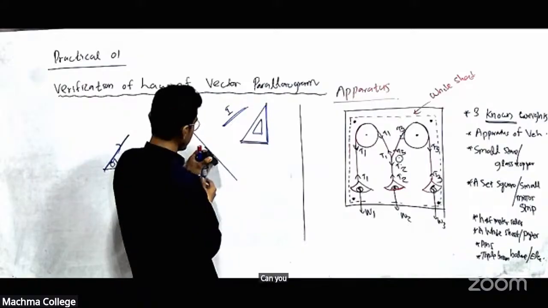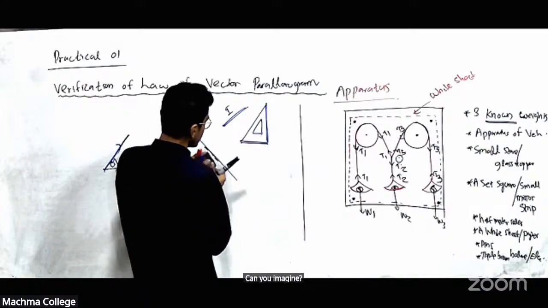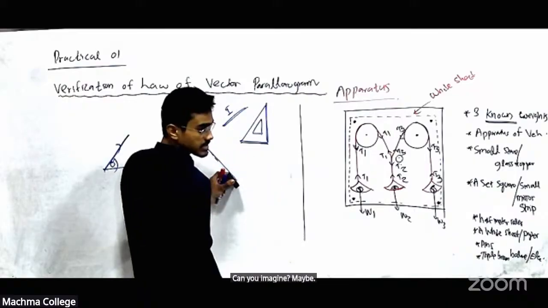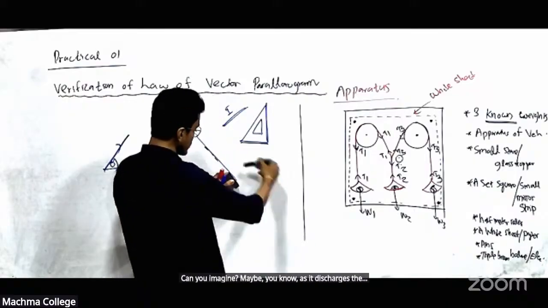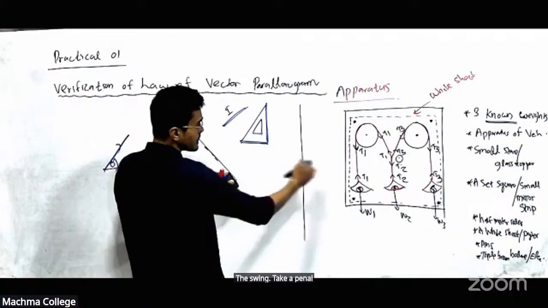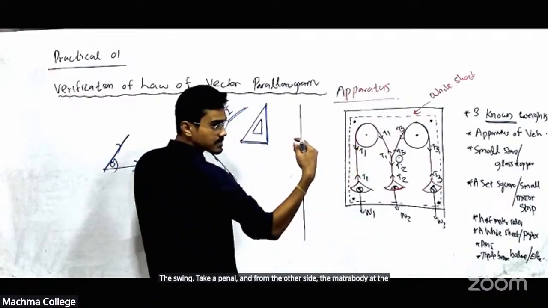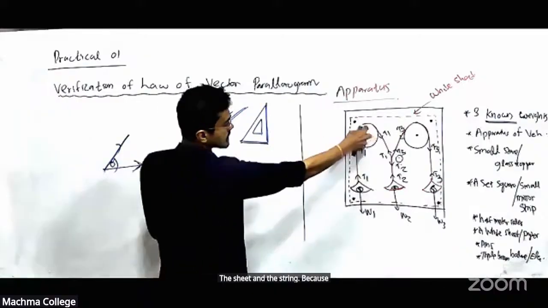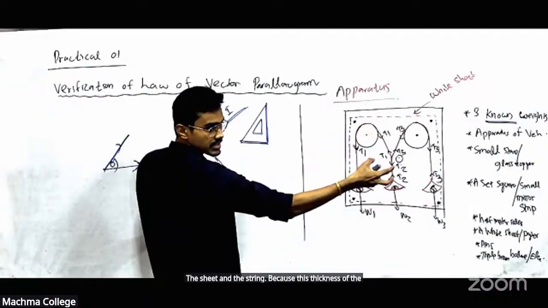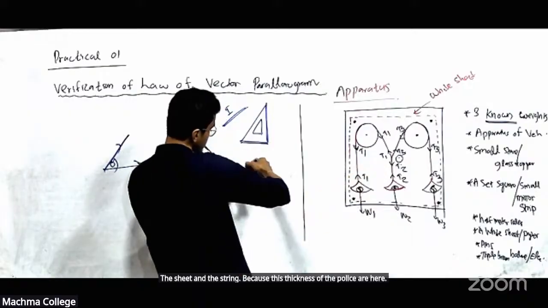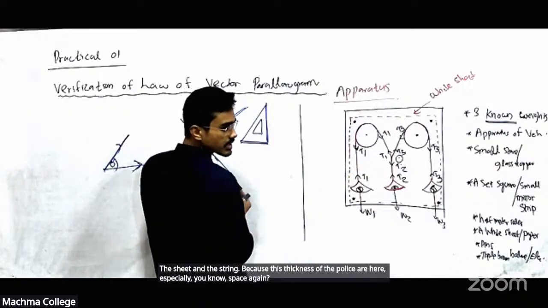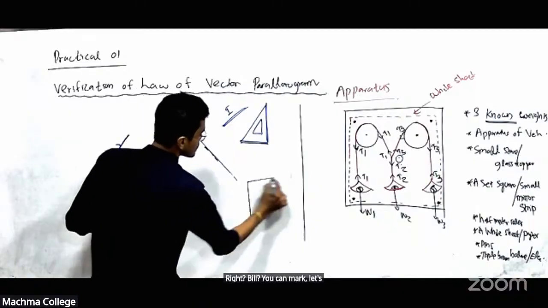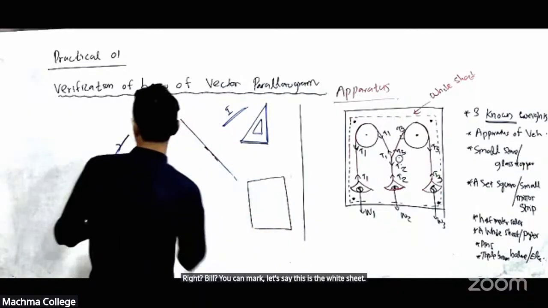Can you imagine? Take a pencil from this side, with the set square placed like this, as it just touches the string. There's a small space between the sheet and the string because of the thickness of the pulleys. In this space we draw the line like this. Right? Then you can mark, let's say this is the white sheet. Let me do it here. See?